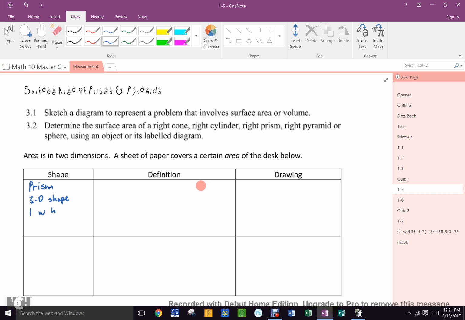Okay, so if I had a wedge of cheese, would that be a prism? Okay. Sam, what do you got? A base. What do you mean it's got a base? Okay, so where's the bottom of this prism? Wherever I choose to make it.